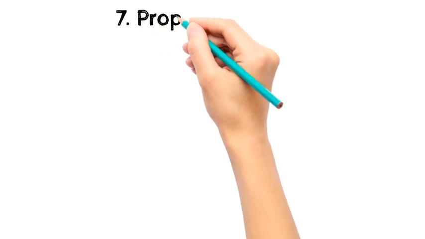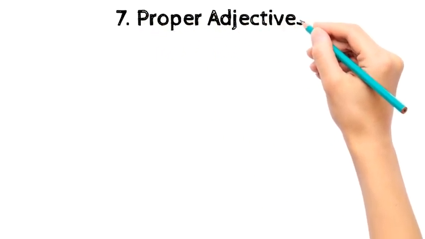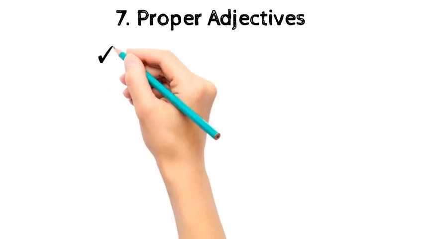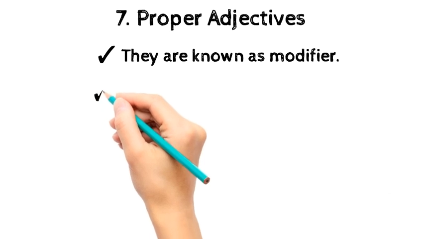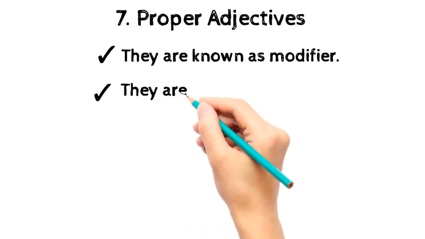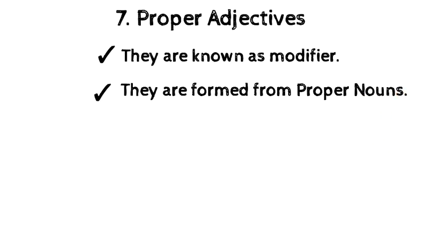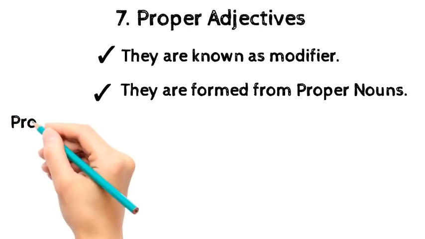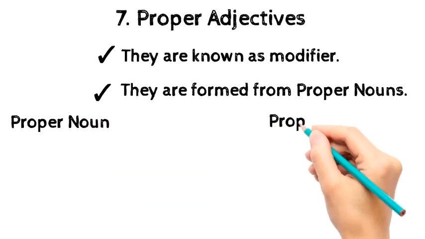Now let's come to the seventh one, and that is proper adjectives. Firstly, they are known as noun modifiers, and secondly, they are formed from proper nouns. So probably this is one of the simplest adjectives ever. So now I want to show you how to convert proper nouns into proper adjectives.